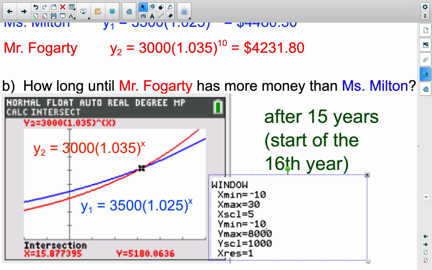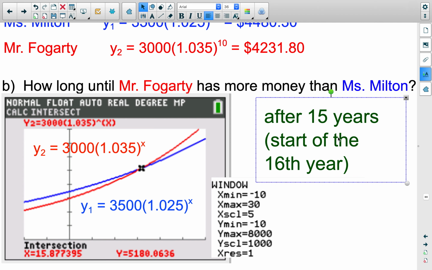And then I set my y max to $8,000. Y is the money. And I knew after 10 years, they would have upwards of $4,500. So I just increased my y max to a larger value, again, to see the big picture. So you have to think about your window. When I graphed these, I could see the intersection, and then I used my intersect feature on my calculator, and I got the time to be 15.88. So your answer to that would be after 15 years or the start of the 16th year, Mr. Fogarty would officially have more money than Miss Milton.